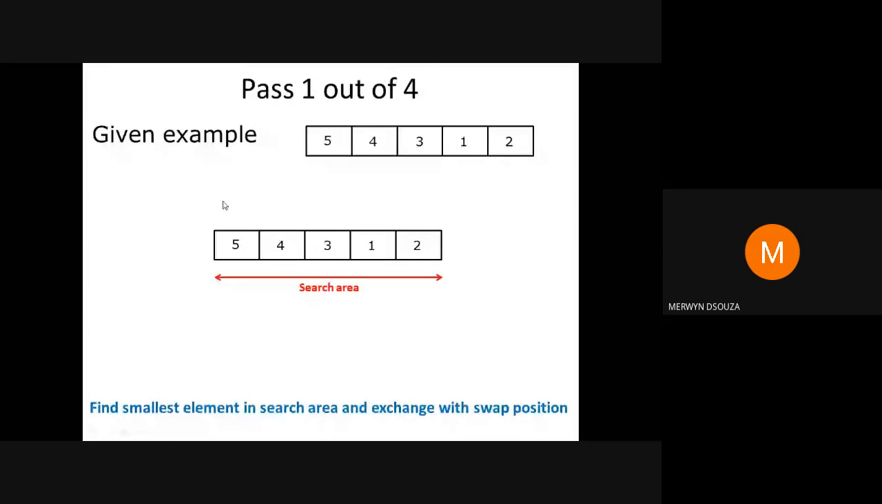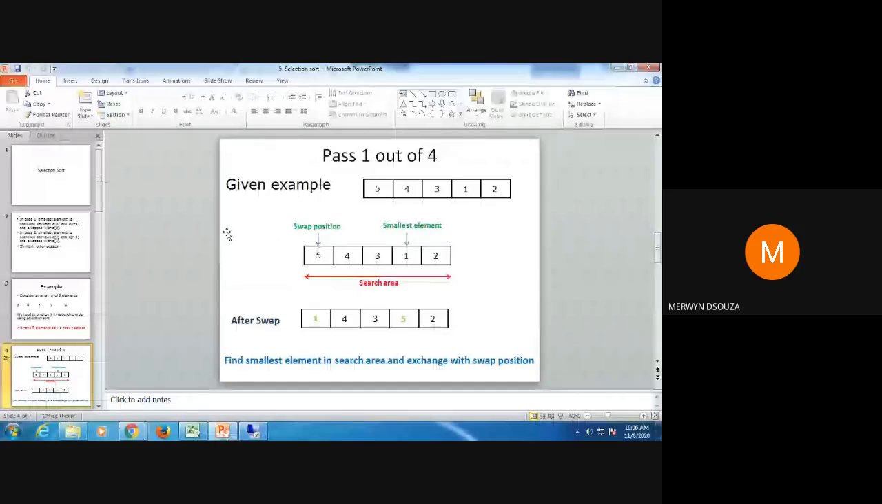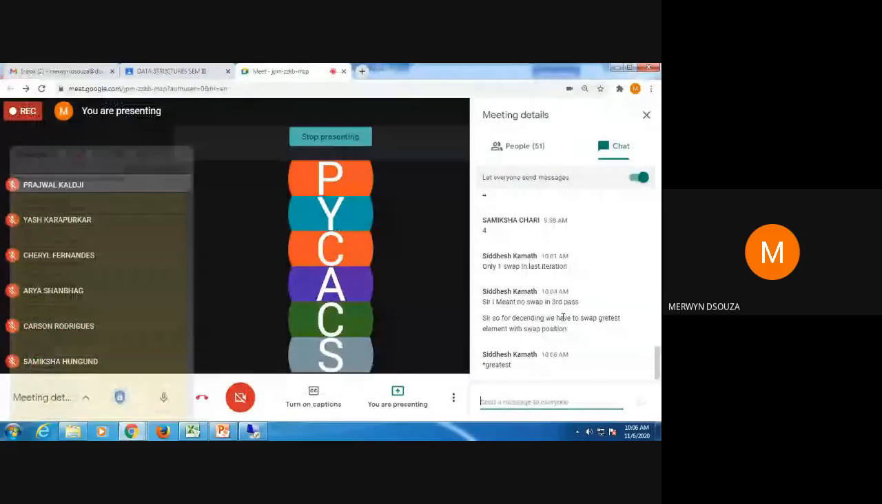The swap position method is the same. The swap position will be the first element of the search area. But when you are doing descending, you have to find the greatest element. Instead of finding 1 here, you would have found 5. So the swap position and the greatest element would both have been here, and no exchange would have happened. That is correct, Siddesh. When you are doing descending, you have to find the greatest element.